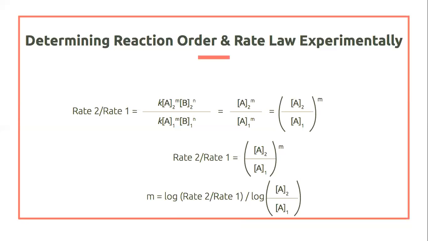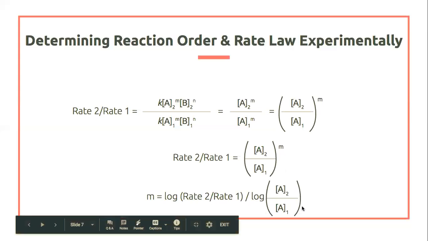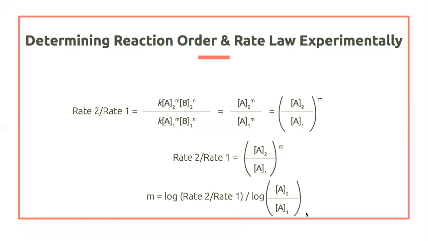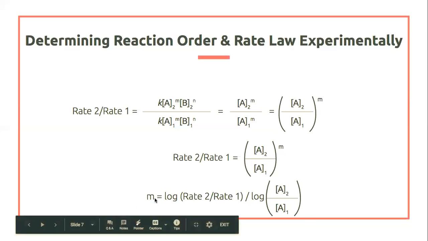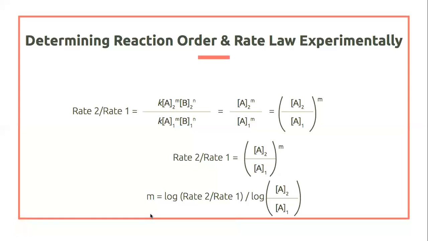So we take the log of both sides, and then we can divide both sides by the log of concentration of A in reaction 2 divided by concentration of A in reaction 1. And that will allow us to isolate m and to find the value of m, or our reaction order.